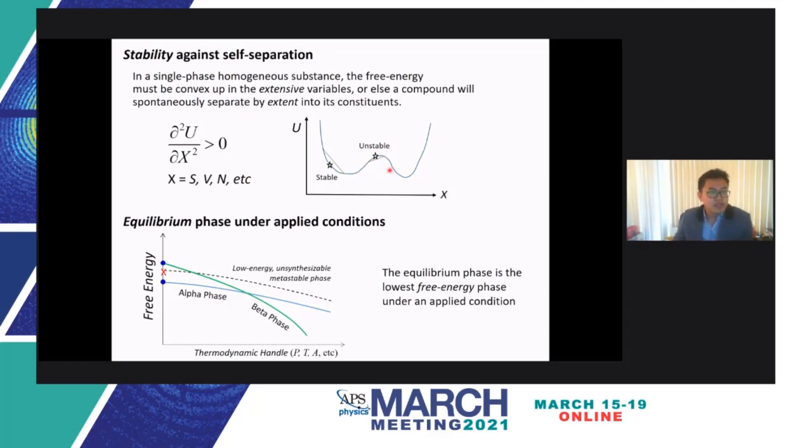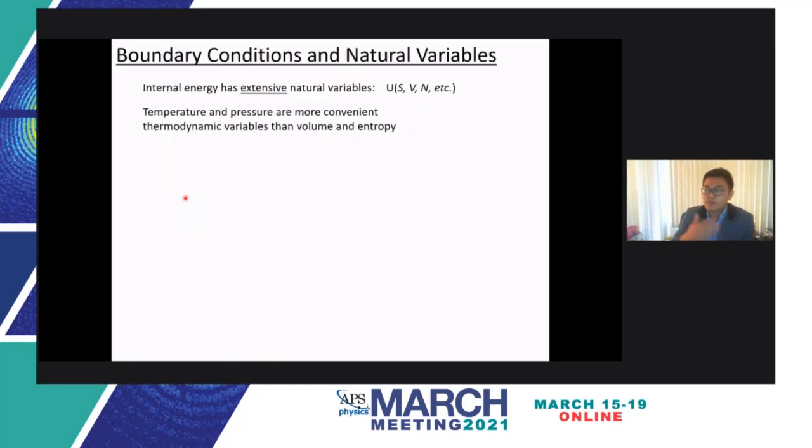If I have something like this, then this phase will phase separate into this phase plus this phase, right? This is on the n axis, but it's also true in the volume or the entropy axis, right? The equilibrium phase is something different. Equilibrium phase is the lowest free energy phase under a certain applied thermodynamic condition, okay? And when we talk about free energy, we have to talk about boundary conditions and natural variables, right?